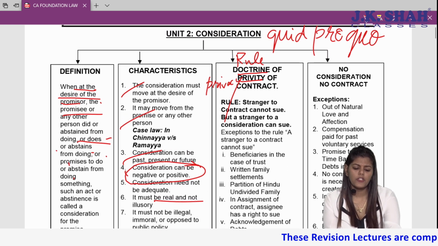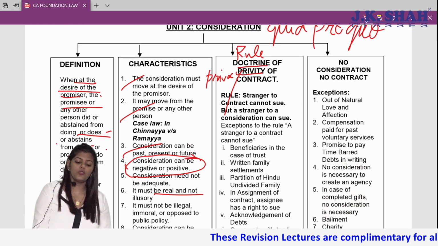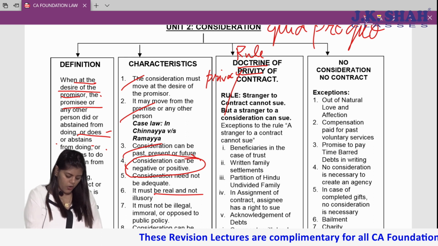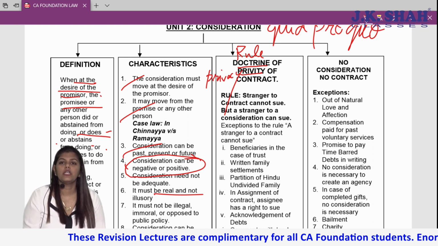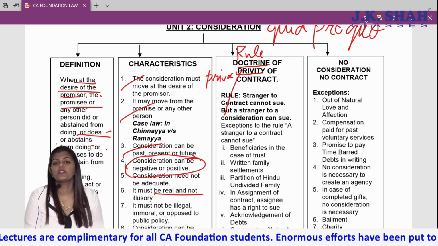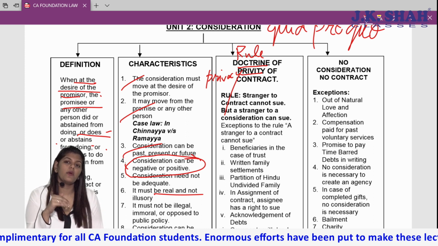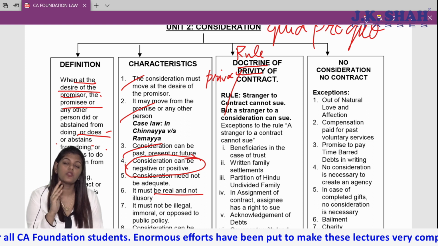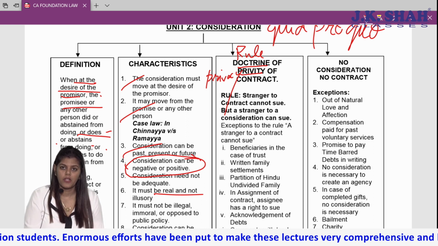And the last part of this unit, no consideration, no contract. So for a valid contract, there has to be consideration. Even if the consideration is less, it's okay. If it's equal to market value, still it's okay. More than market value, still it's okay. But zero is not okay.